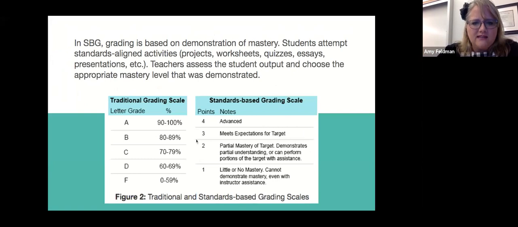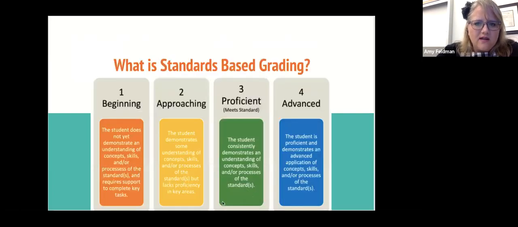So here again is the example. This is our old traditional grading scale, and now we have the standards-based grading scale. Okay. It's, are they advanced? And this information comes from a website, which I'll share later. In our school, this is where we are. This is our standards for standards-based grading. So a level 4 is considered advanced. The student is proficient and demonstrates an advanced application of the concept or skill.